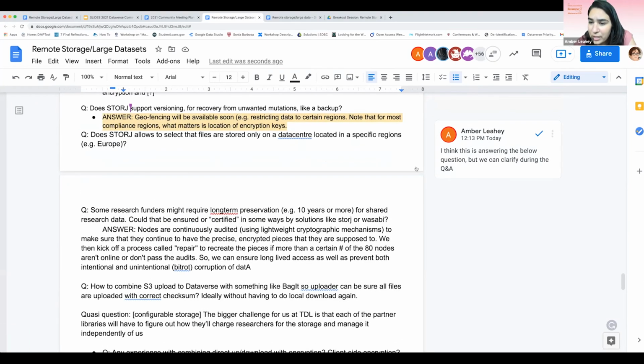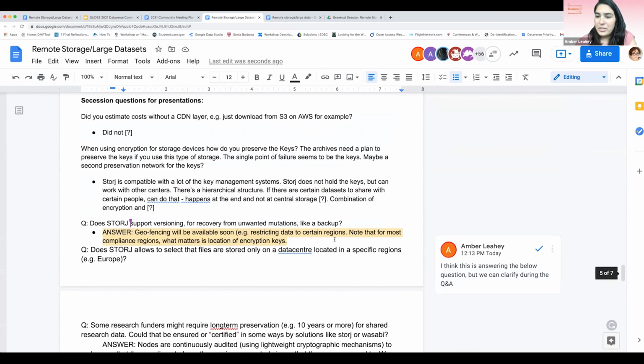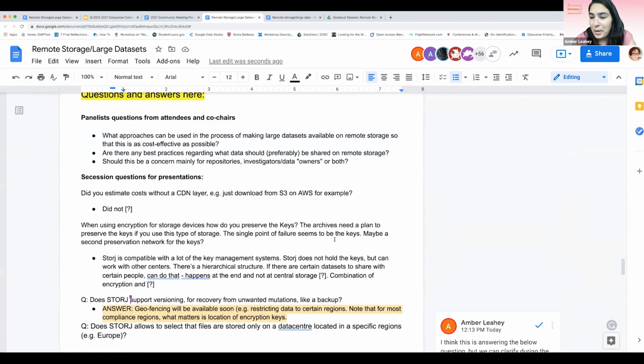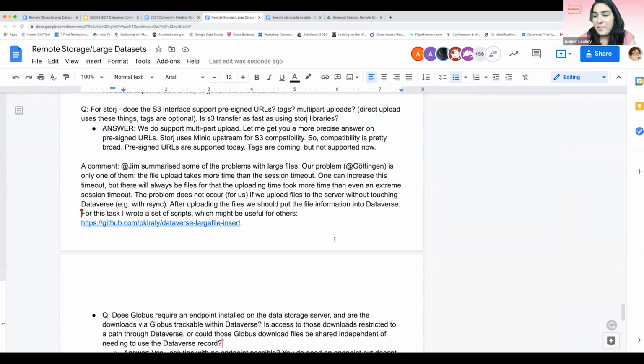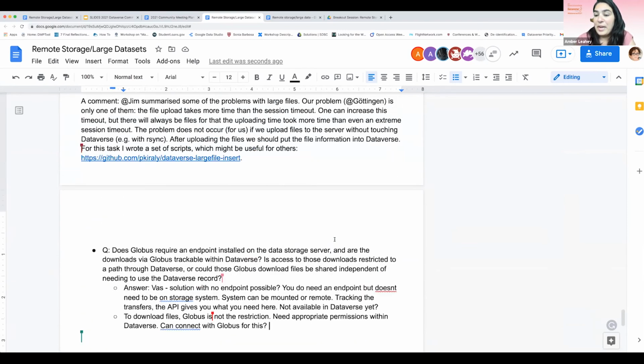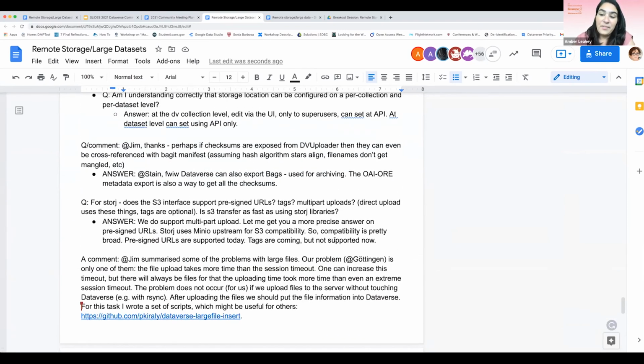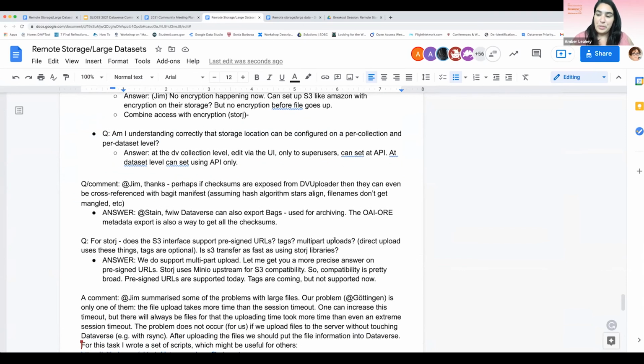So I'll go to Peter's question in the chat. Is the multi-part upload for multi-gigabyte, terabyte files only supported through the UI for an S3 endpoint, or does the native installation support large file uploads?